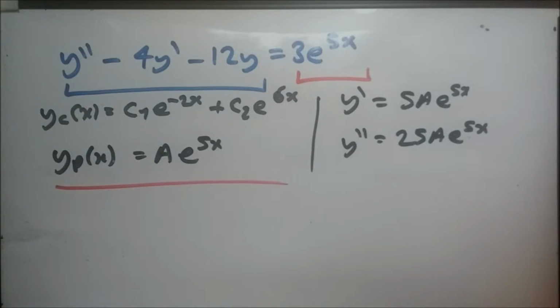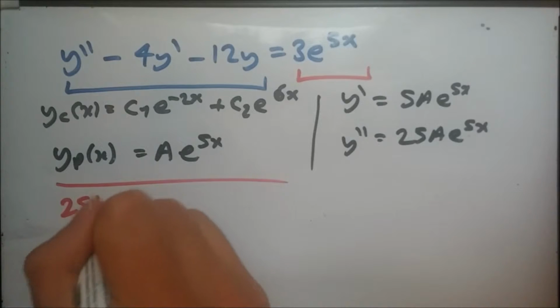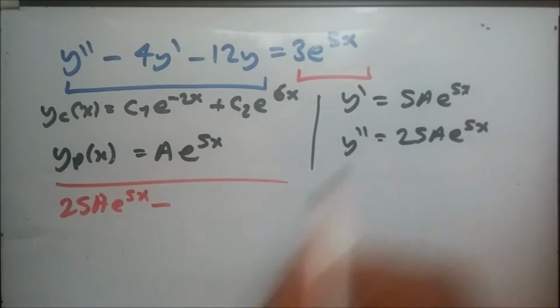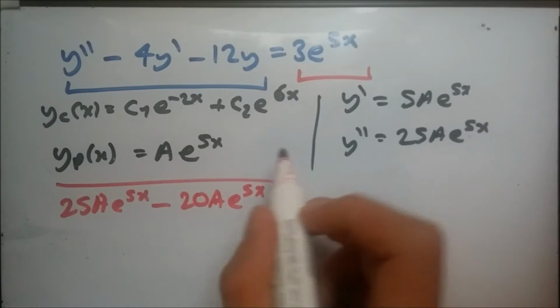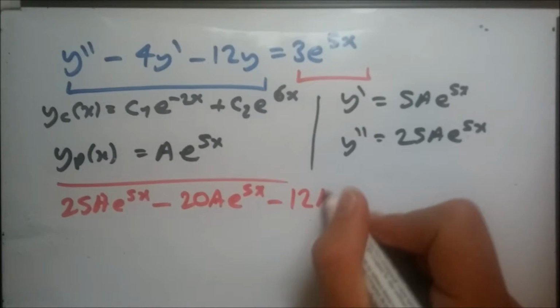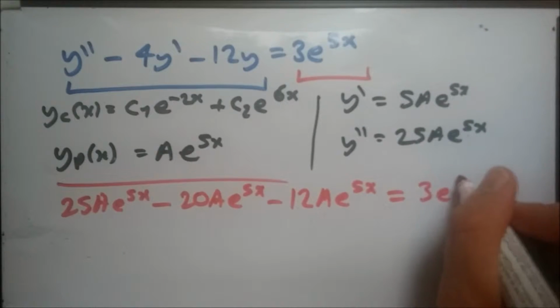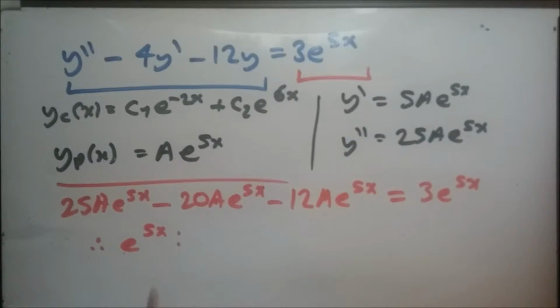Okay, so guys, what are we getting here? Well, we're going to get 25a e^5x minus 4 times 5, which is 20a e^5x, minus 12 times a. 12 times this one would give you 12a e^5x, and all of this should equal the right hand side. Of course, everything's in terms of e^5x, so now we're just solving for a here. Matching coefficients of e^5x. What do we have?